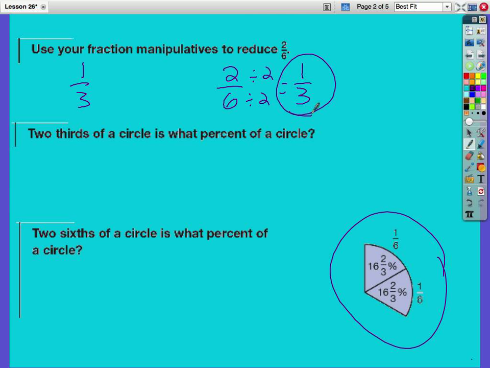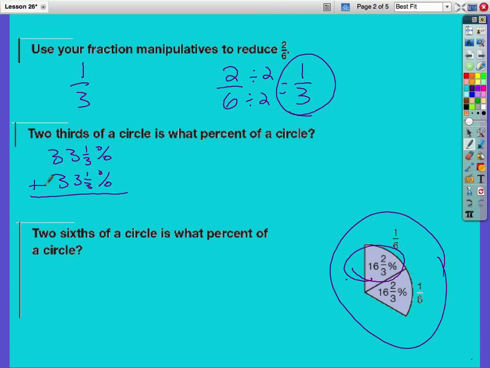Looking at the next example, it says 2/3 of a circle is what percent of a circle? If you have your fraction manipulatives, you can see that they have the percents on there. Well, I don't have the 1/3 one on here, and I know that it's 33 1/3%, but you might not. And if you have them with you, you see it's 33 1/3%. We can add the two together.